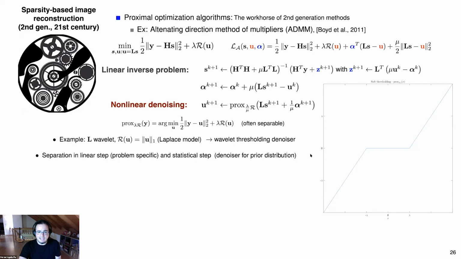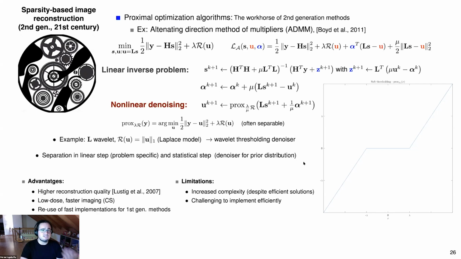So this, in the end, if you do it with the wavelet transform, will simply take small wavelet values and put them to 0 and just shift the other ones, which is a very well-known denoiser that is quite fast to implement.